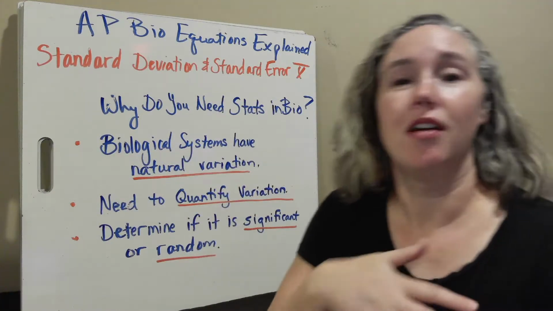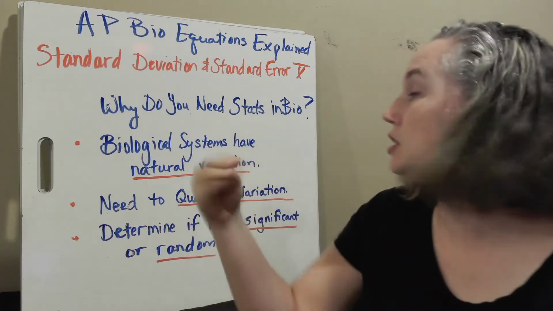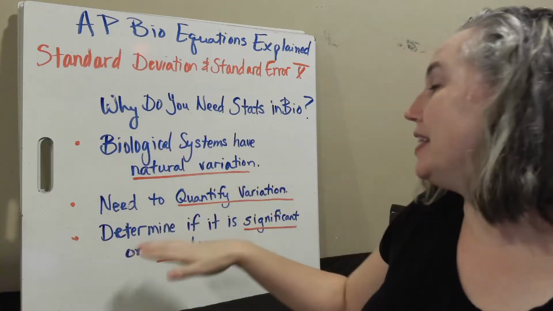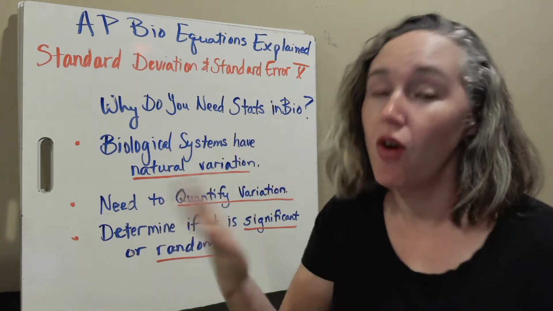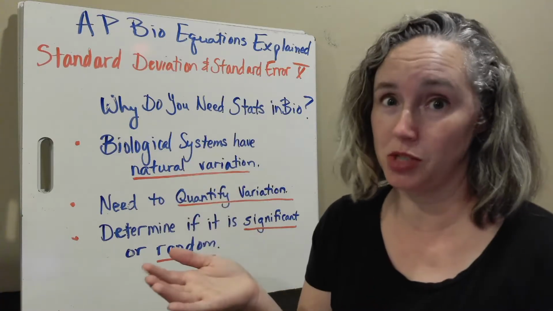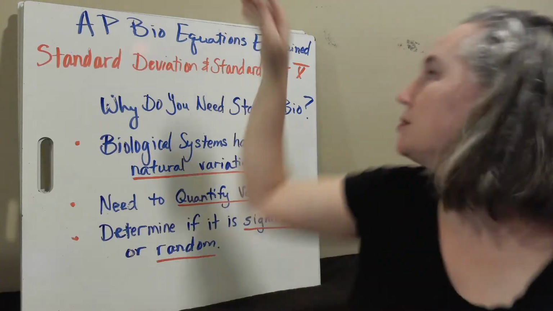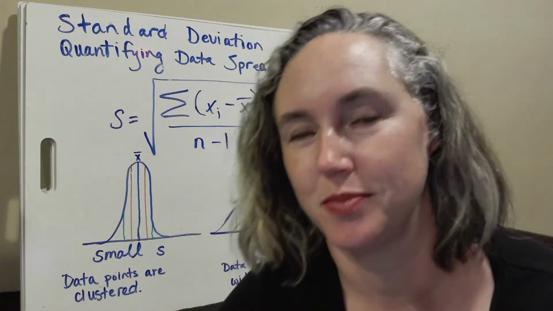Biological systems have a lot of natural variation, so we have to use statistics to quantify the variation and then to determine, is that difference significant or could it be due to random chance? It helps us to be good scientists. Let's first look at standard deviation.